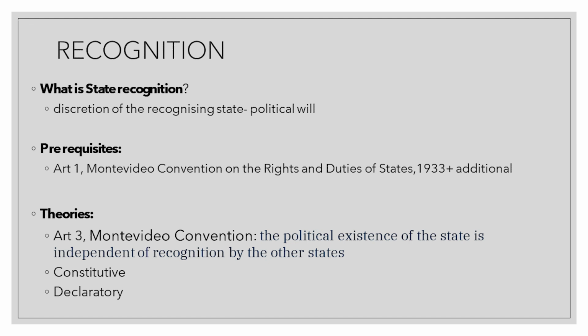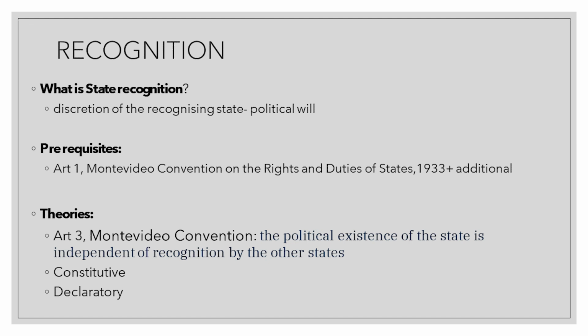So similarly, a state has come into existence, a state has been formed, and the political existence of the state is there, regardless of whether it is recognized so by other states or not. So Article 3 of Montevideo Convention is a significant understanding on state recognition. Now let us move to 2 theories that describe state recognition. One is constitutive theory and another is declaratory theory.